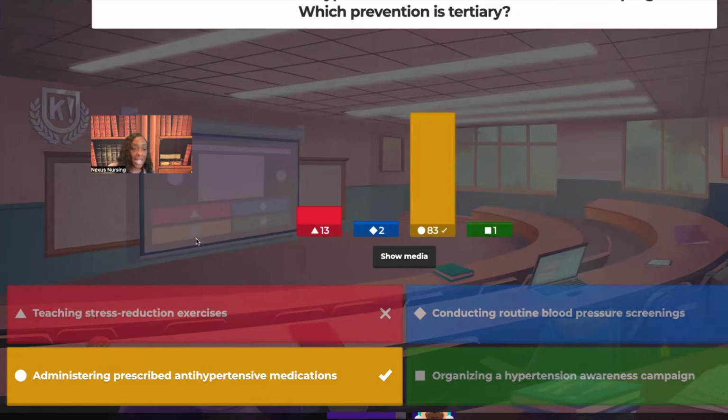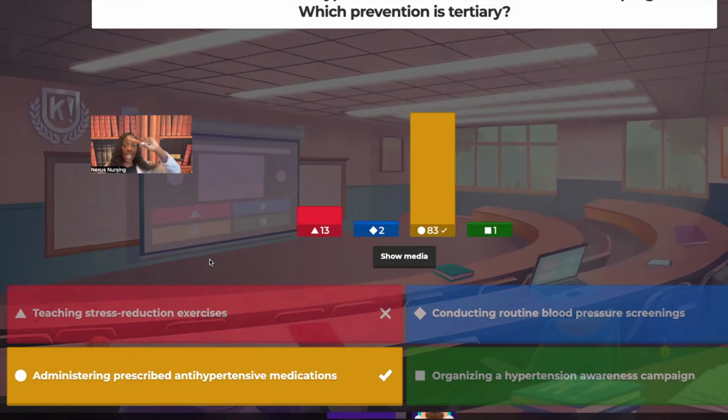Now, 13 of you guys went with teaching stress reduction exercises. Teaching a patient who already has hypertension stress reduction exercises would be a form of primary prevention, because remember, teaching is education. I don't know if they got stress. Is there anything in here that says the patient already has stress? No.